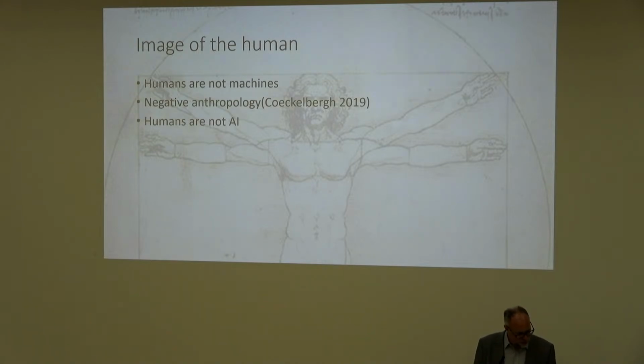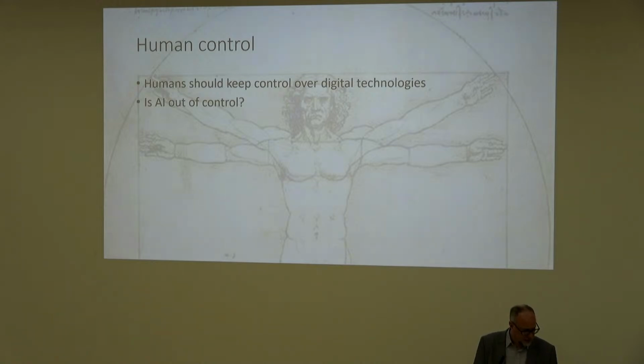But one of the concerns for anyone who calls themselves a digital humanist is to say humans are not machines, humans are not AI, but we have to make AI and other digital technologies in a way that takes into account human values. We have to make it human-centered. Then control is an important topic.